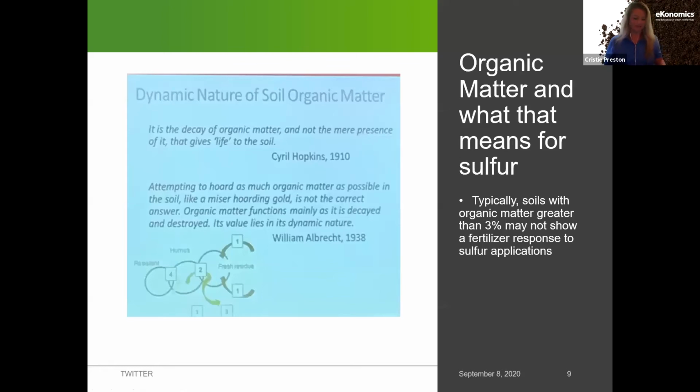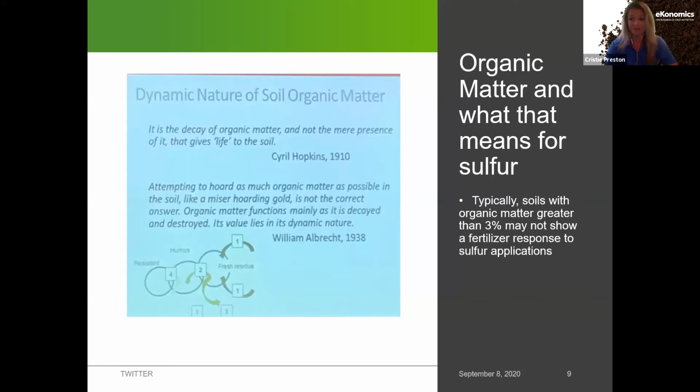So it's not necessarily the presence of organic matter that gives life to the soil. I like to show this, and actually this is a screenshot of someone else's slide, and I'm not entirely sure who gave the presentation, but it always resonates with me because a lot of times we're talking about sequestering carbon within the soil, and we're talking about building up organic matter in the soil. Yes, that is great. It makes it healthier. But what makes it the healthiest is that breakdown of the organic matter.